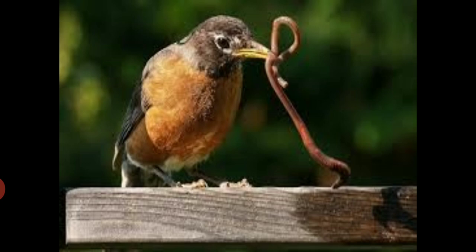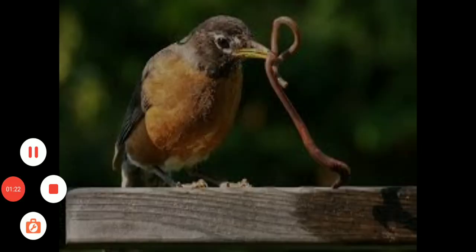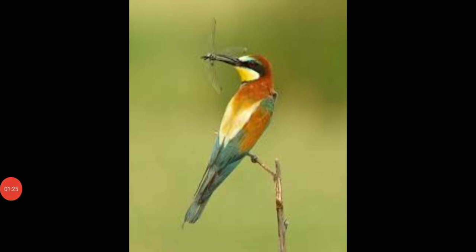Some birds eat worms, and such type of birds are called worm eating birds. Have you seen birds eat worms? For example, robins. Robins eat worms. Some birds also eat insects. Have you seen birds eat insects? Like woodpeckers and warblers, they eat insects.